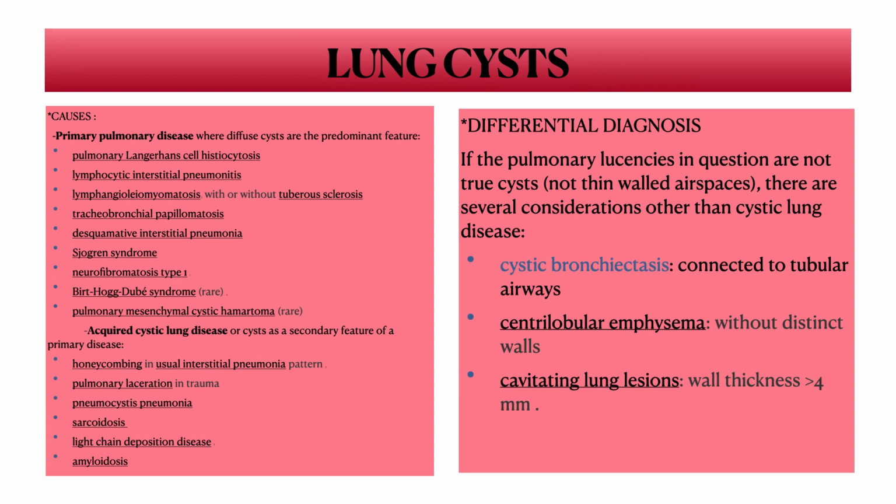And next, we're gonna go for lung cysts, causes, and differential diagnosis. So, starting with causes, we have primary pulmonary disease and acquired cystic lung disease, where the primary pulmonary disease is where diffuse cysts are the predominant features.